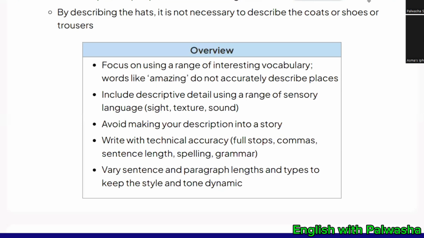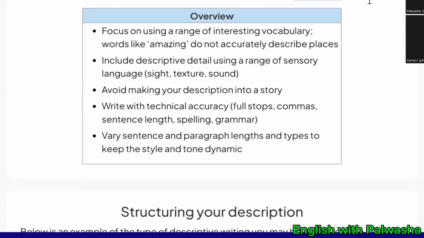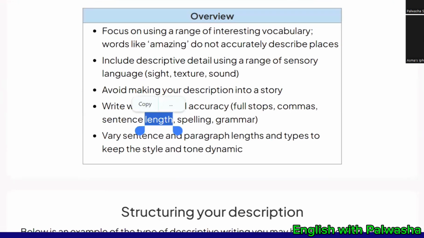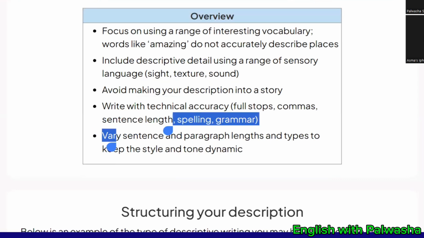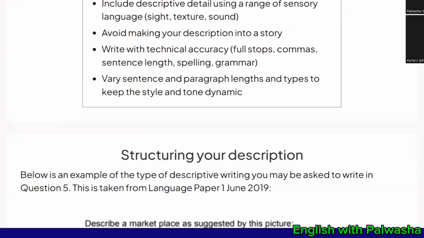Sensory details are all those which you can see, hear, touch, smell: the sight, texture, sound. See: what were you seeing in that place? Hear: you mention the sounds you heard. Smell: what was the aura inside? And then feel: what were you feeling? If it was a ghost, what were you feeling, like the evil spirits? So write with technical accuracy, full stops, commas. Sentence length should be short and catchy. Somewhere, if it's required, you can increase to complex sentences too. Spellings and grammar should be on point.